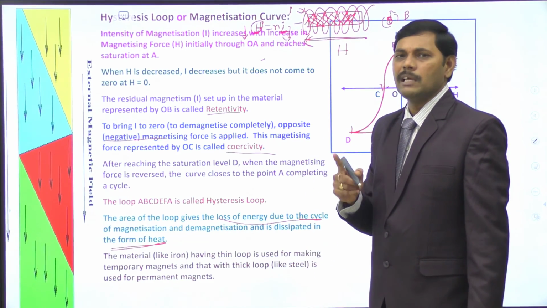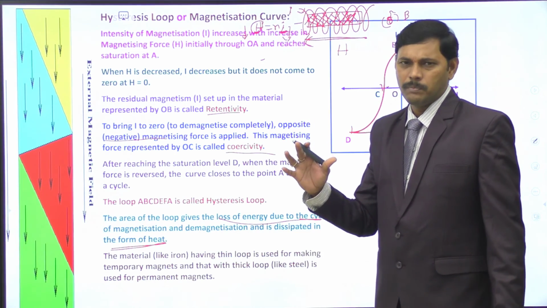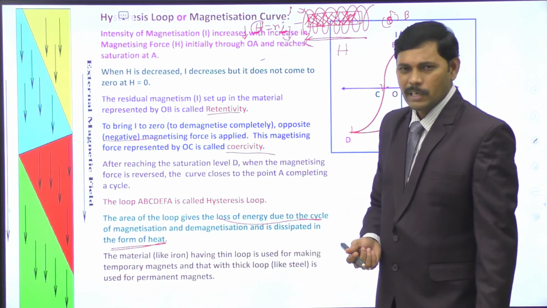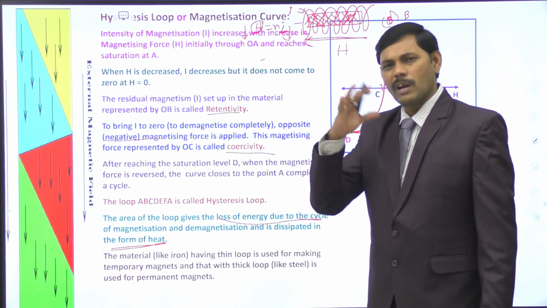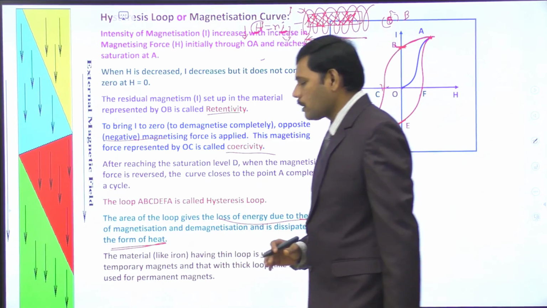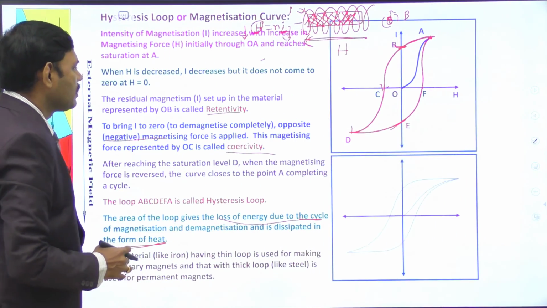Steel is a ferromagnetic material which has a large area of the loop and which shows large values of retentivity and coercivity. It retains its magnetism for a long time even in the absence of the applied magnetic field. Hence, it is used to prepare permanent magnets. So, I conclude this explanation.